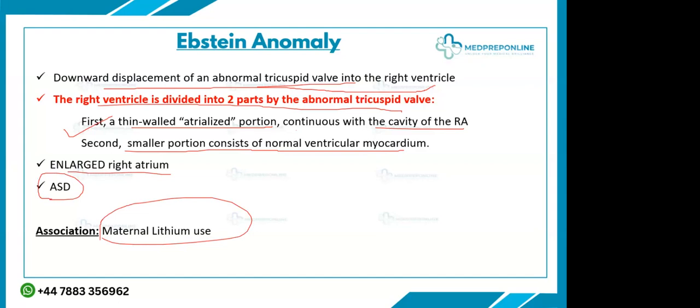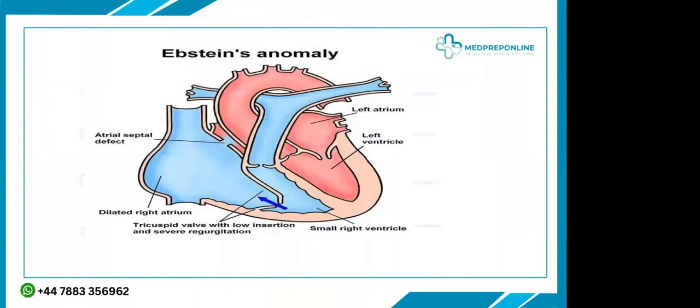And one other feature is that Ebstein anomaly is going to have superior axis deviation. So this is Ebstein anomaly. This is the right atrium. This is the abnormally low, downward displacement of the tricuspid valve, and this portion of the right ventricle has become the right atrial portion. And this right ventricle is a very small portion which has been left. So this is called the atrialization of the right ventricle. This is the dilated right atrium. This is the small right ventricle, and there may be an ASD along with that. Tricuspid valve with low insertion and severe regurgitation.